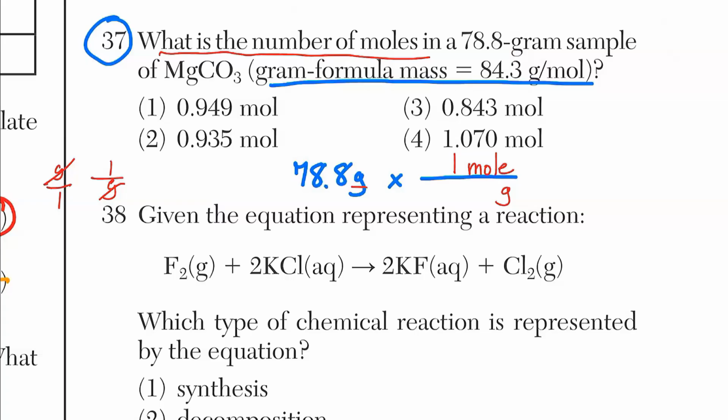Oh, they told us that. The gram formula mass is 84.3. So they're telling me exactly what that is. Now, in a separate problem, they could ask for the gram formula mass, which is the same thing as the formula mass or molecular mass. And all you would do is add up each of the individual atoms. Like magnesium, its atomic mass is 24. Carbon is 12. Each oxygen is 16. You times that by 3, add that up, and you would get approximately 84.3. So I've seen that as a separate problem. So they could say, what is the formula mass, which is what we use to do the conversion.